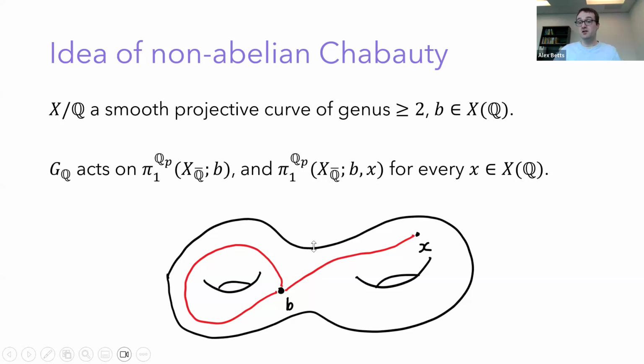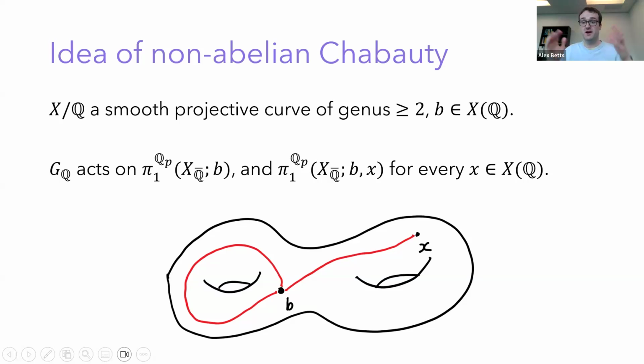And you can actually do slightly better than this. If you have a second rational point, you can also think about this pro-unipotent torsor of paths, which is again defined in some very abstract way, but you should think of it as analogous to the set of homotopy classes of paths from B to X inside your surface.